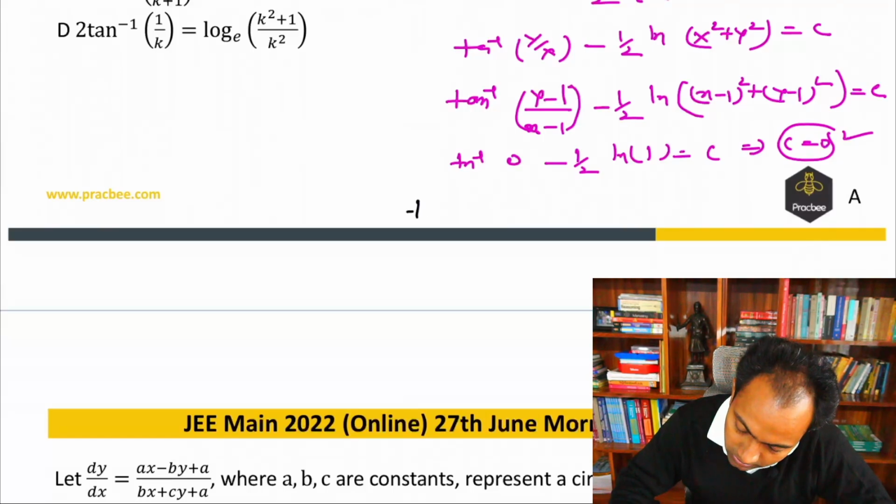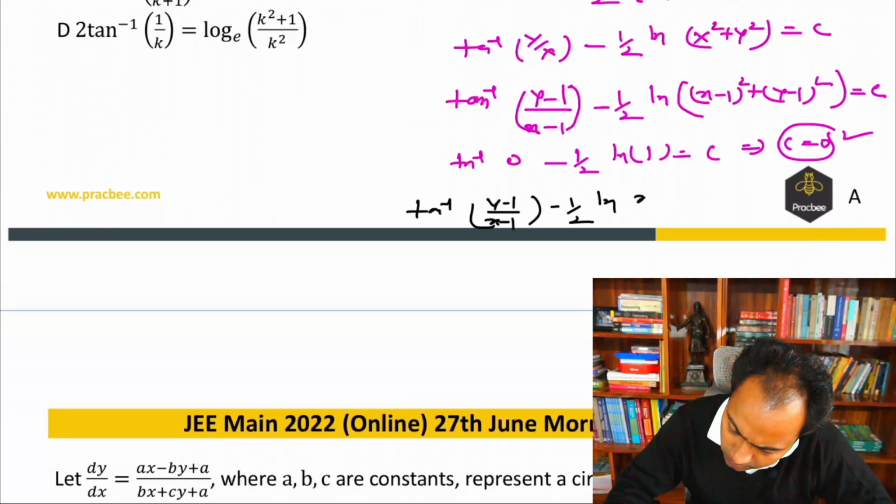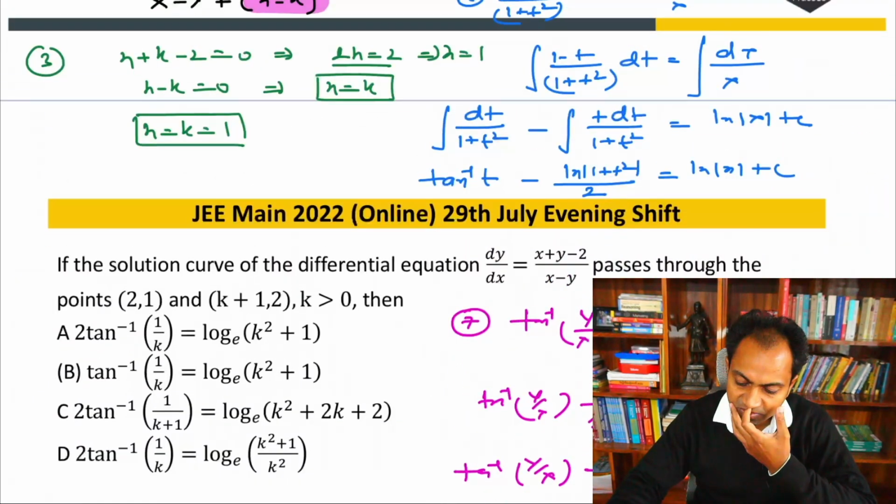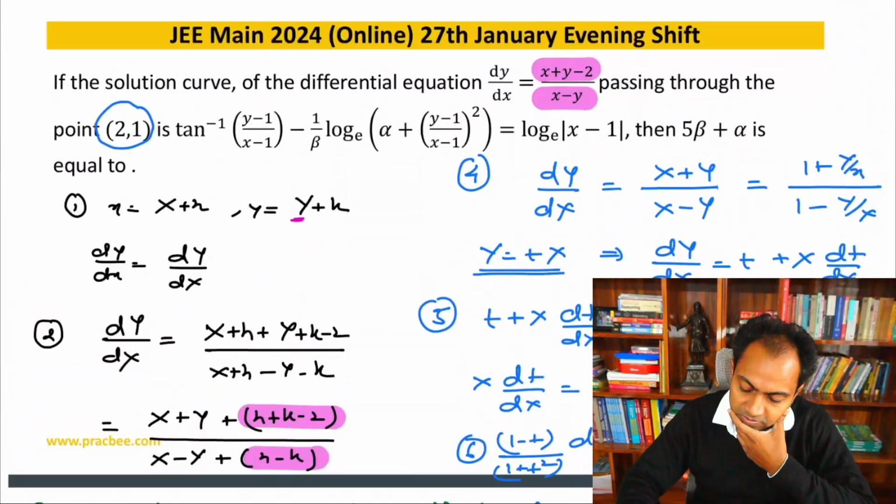It looks like tan inverse of (y minus 1) by (x minus 1), minus 1 by 2 ln of (x minus 1) whole square plus (y minus 1) whole square, equal to 0. This is how my final answer looks. Let us now check the options. So tan inverse 5, it is already there.